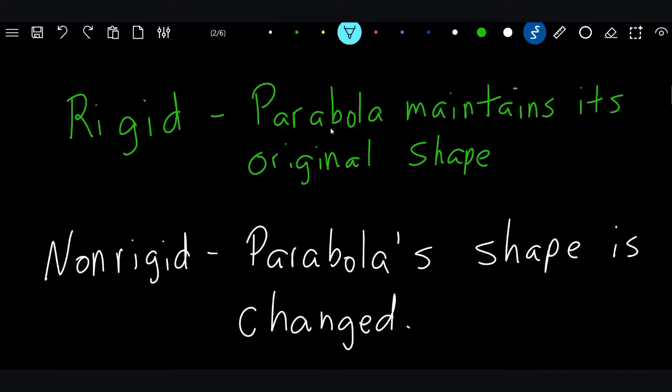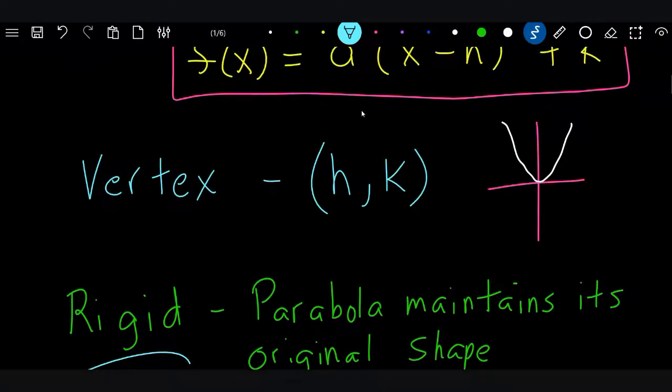Now, two other words that you need to know as we go through this. Rigid and non-rigid. A rigid translation means that the parabola will maintain its original shape, okay? So here was the original shape of the parabola. Now, if I take this original shape of the parabola, I could translate it.